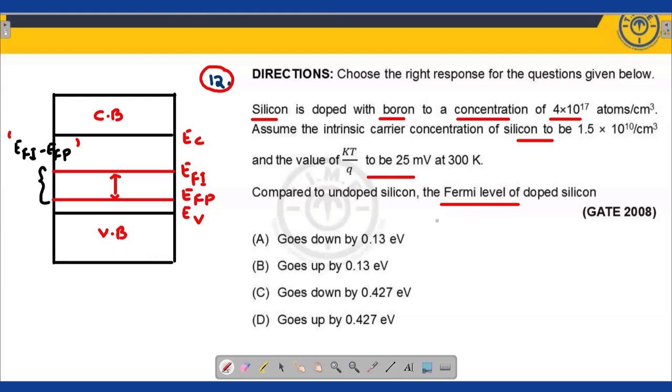Now, what is the question over here? Compared to the undoped silicon, the Fermi level of the doped silicon. Here it is a P-type semiconductor. If doping increases, the Fermi level goes down. That is what happens over here. So as doping increases, the Fermi level goes downwards.